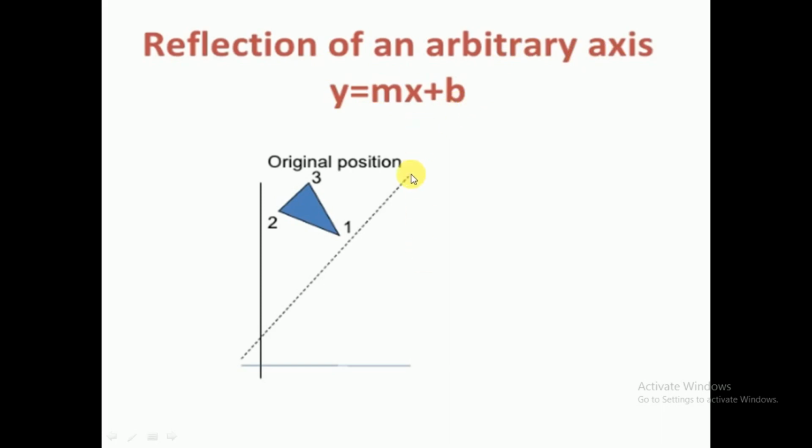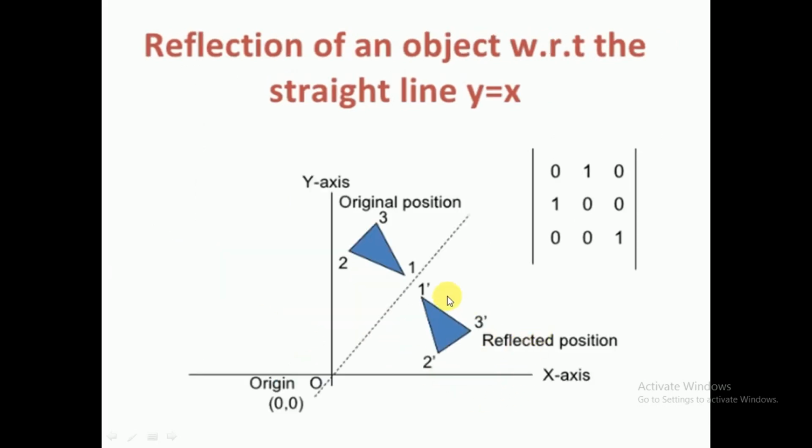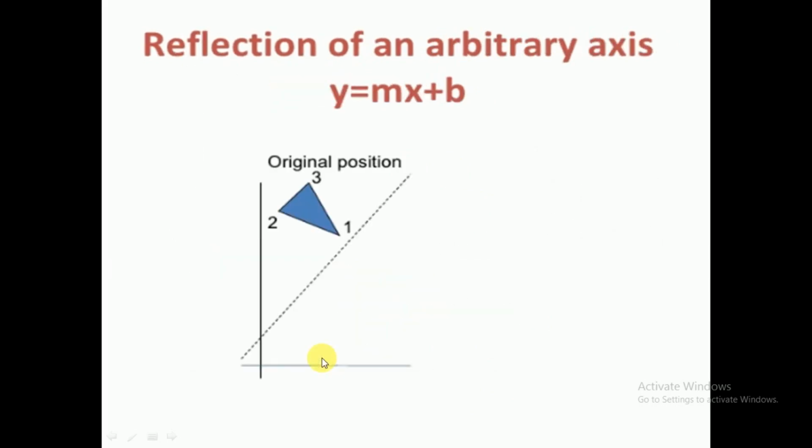There is one line which is not like that. If you see this line, the line is passing through the origin. That's why y equal to minus x or y equal to x always pass through the origin. But in this case, the line is not passing through the origin. The line is in such a direction that y equals mx plus b, somewhere here. Then how to do this reflection?